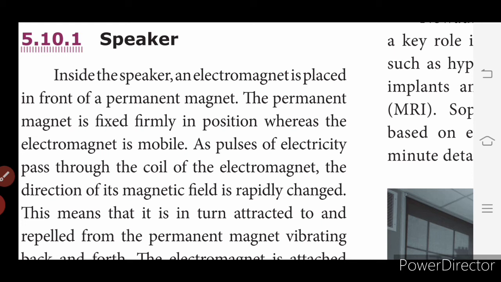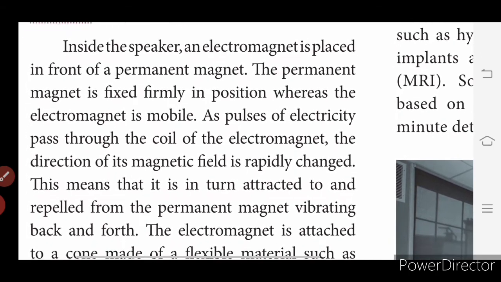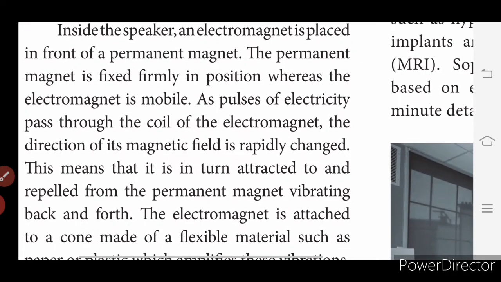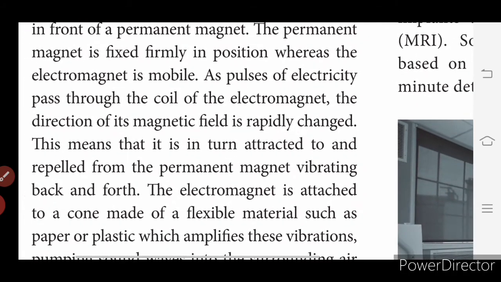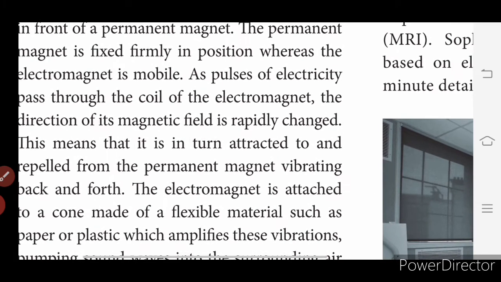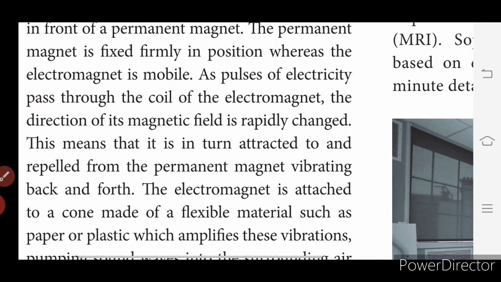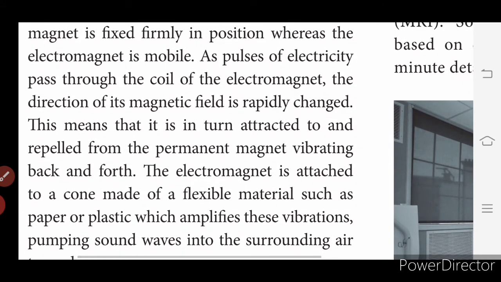So inside the speaker, an electromagnet is placed in front of a permanent magnet. A permanent magnet is fixed firmly in position, whereas the electromagnet is mobile. So the permanent magnet is fixed in one place, whereas the electromagnet is mobile. Mobile means it is movable. As pulses of electricity pass through the coil of the magnet, the direction of the magnetic field is rapidly changed. So whenever current is passed, the magnetic field starts changing in the electromagnet. The direction of the magnetic field gets changed.